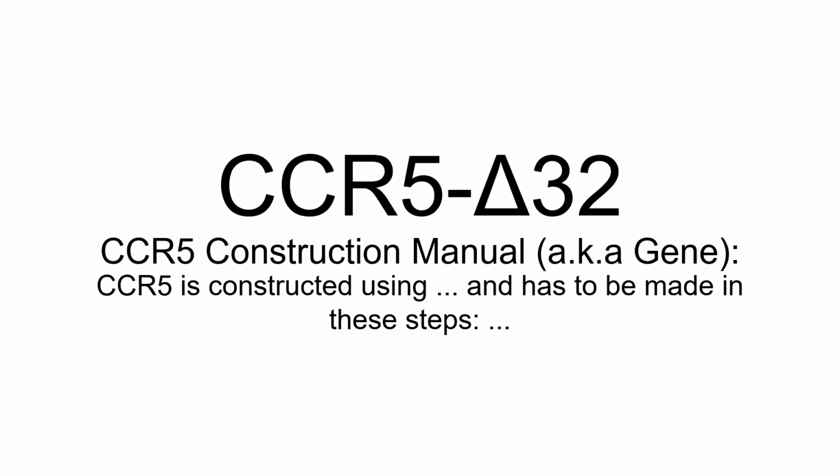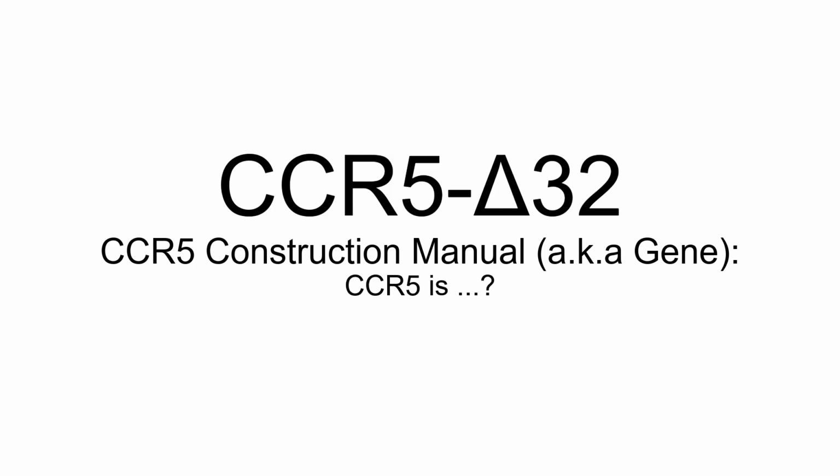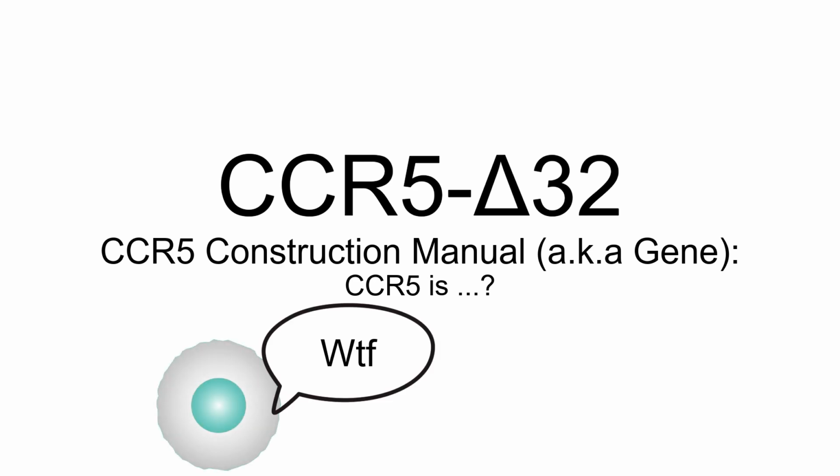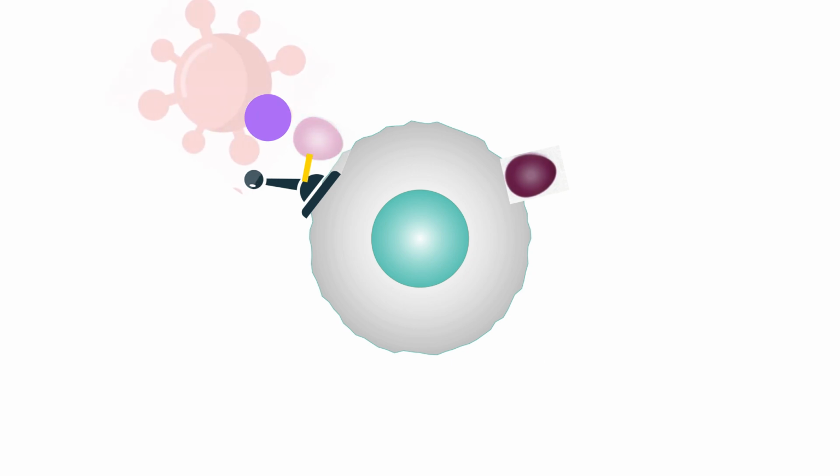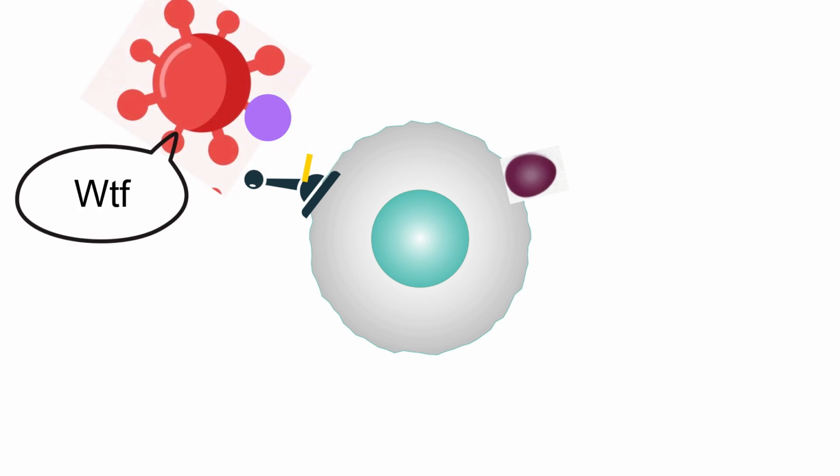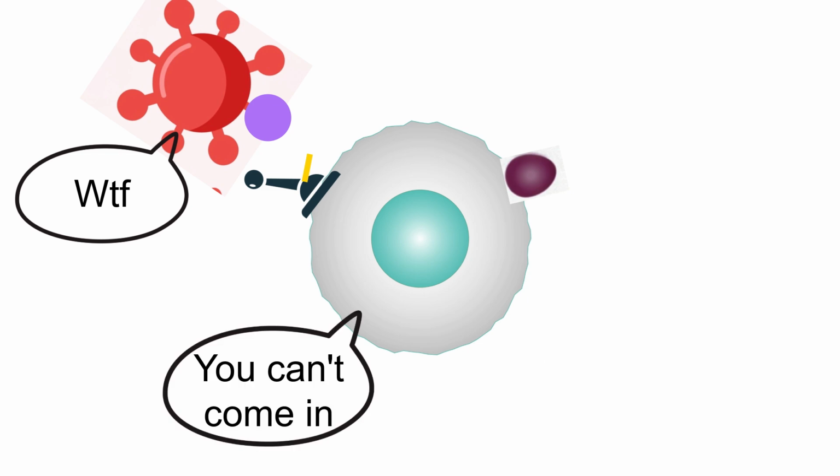CCR5 delta 32 is a mutation in the gene coding for CCR5. Specifically, 32 characters of the DNA sentence that describes how to make CCR5 are deleted. And just like how any sentence is incomprehensible after deleting just a few words, the cell has no clue how to make the proper CCR5, specifically the receptor, because of a terrible manual. But with no receptor, there's nothing for the HIV to trigger, so no HIV can enter. This can lead to partial immunity against HIV infection.